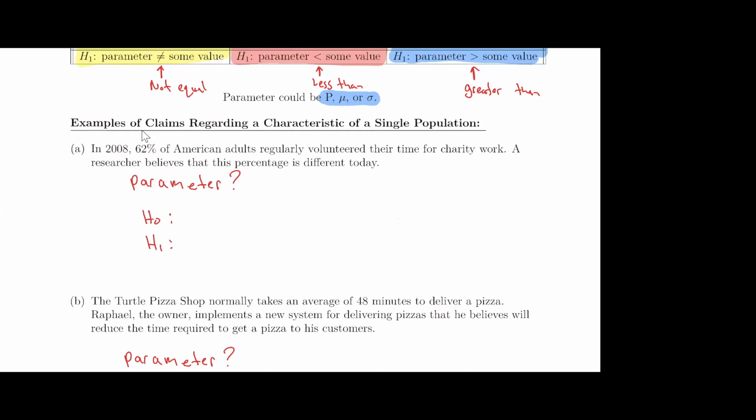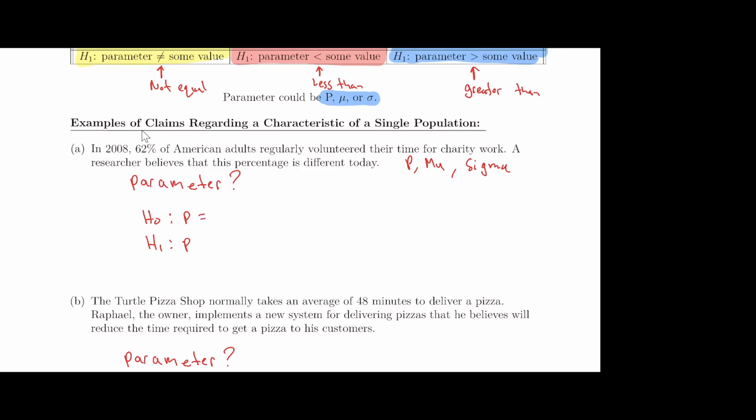It said in 2008, 62% of American adults regularly volunteered their time for charity work. A researcher believes that that percentage is different today. So if you had a guess, which parameter do you think we're doing? Do you think it's P? Do you think it's mu? Or do you think it's sigma? Cool. So you put P and P.